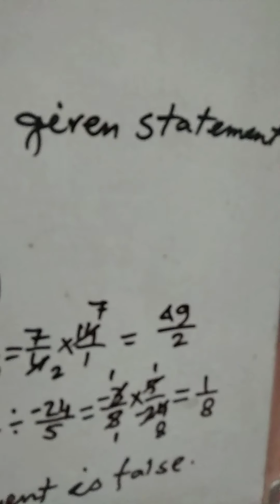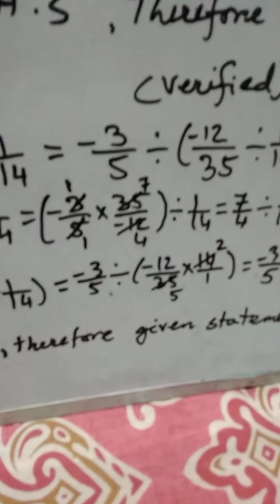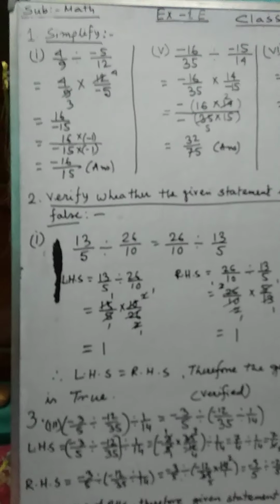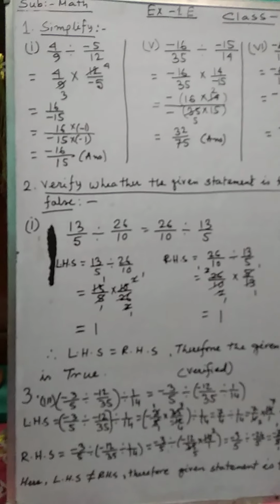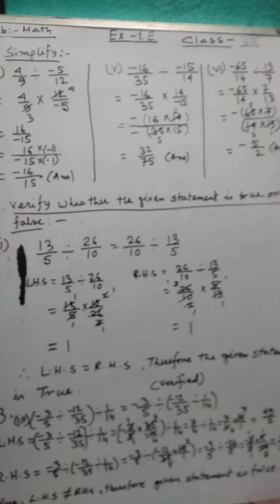You can see here clearly that left hand side and right hand side are not equal. So here left hand side is not equal to right hand side. Therefore, the given statement is false. Okay. I think you can do all the remaining sums up to question number 3. So try at home to do all the remaining sums up to question number 3 of this exercise.